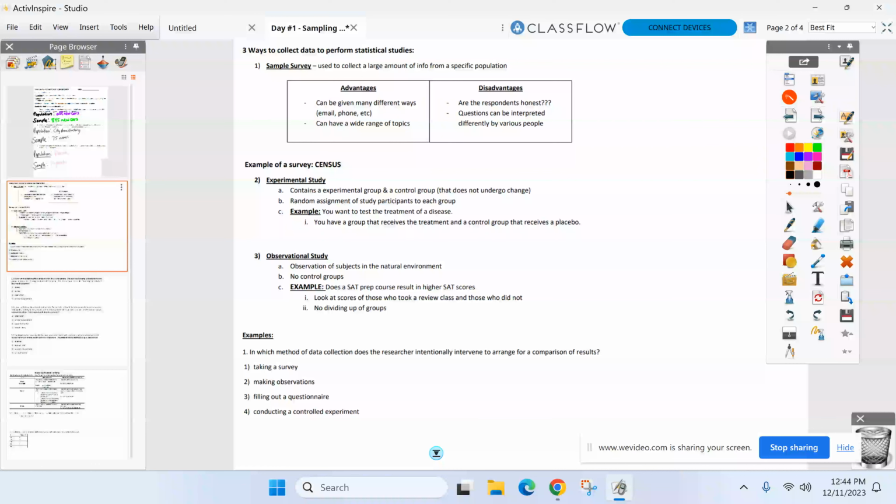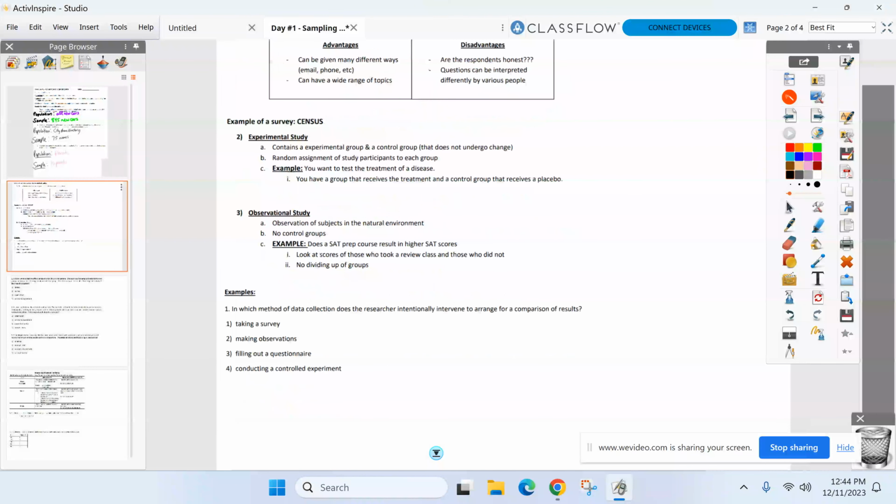All right, you think you can answer some questions for me now? Which one of these did we just talk about where the researcher intentionally intervenes to arrange for a comparison of results? So the researcher is dictating what happens, to arrange for and compare two results here. That's going to be a controlled experiment. Yep.